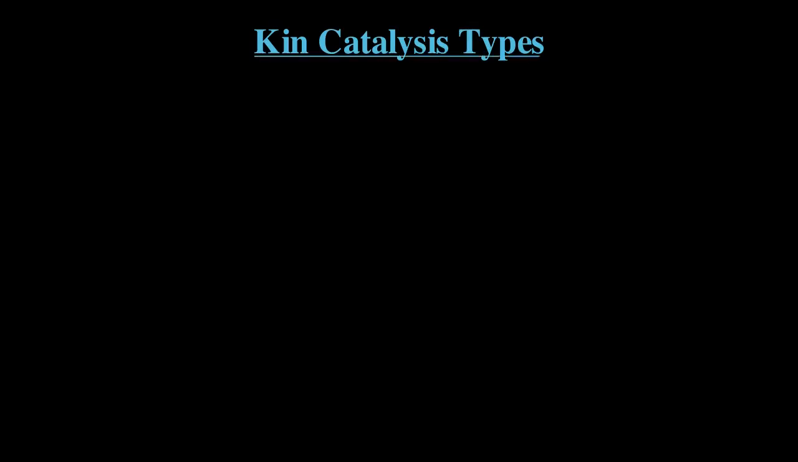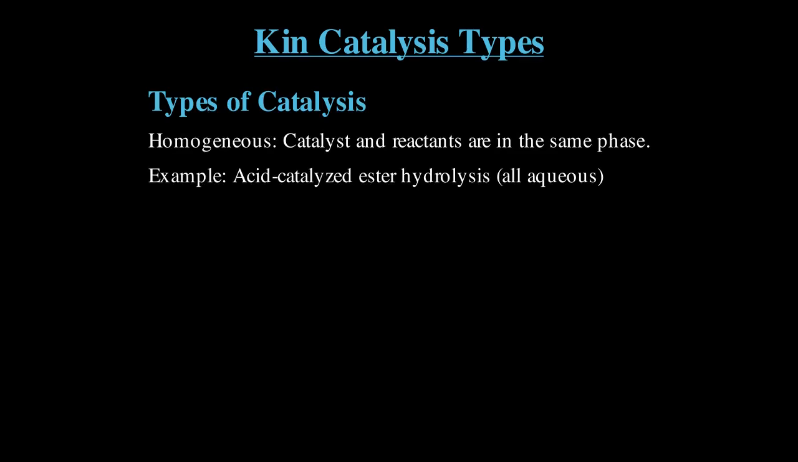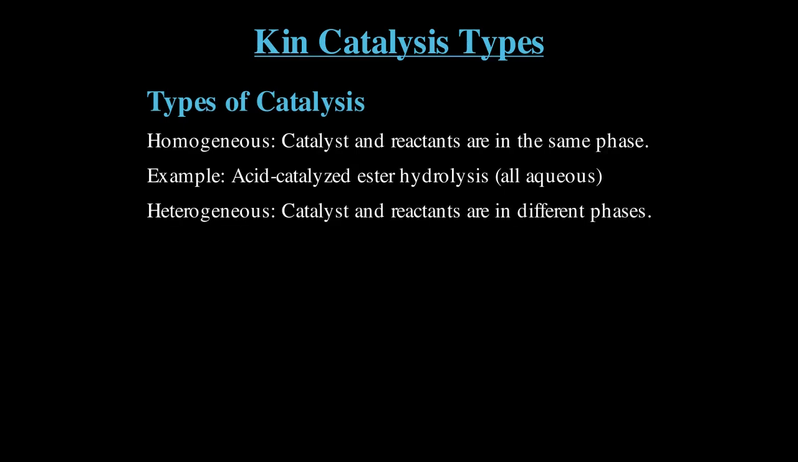A catalyst is a substance that increases the rate of a chemical reaction without being consumed itself. It does this because it provides an alternative pathway with a lower activation energy. We can classify catalysis into several types. First, homogeneous catalysis, where the catalyst and reactants are in the same phase, like the acid-catalyzed hydrolysis of esters using aqueous H2SO4. Second is heterogeneous catalysis, where the catalyst and reactants are in different phases.